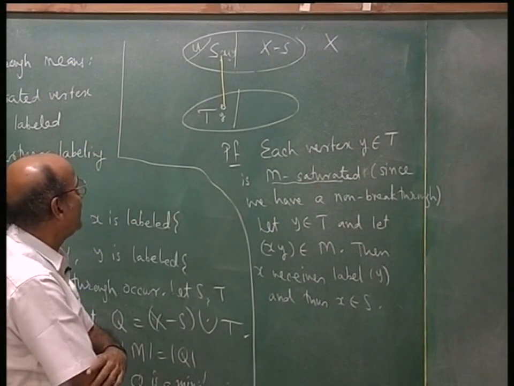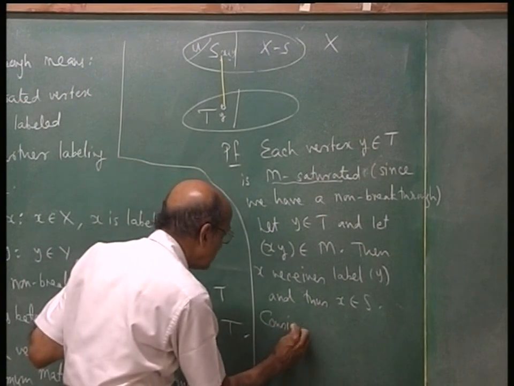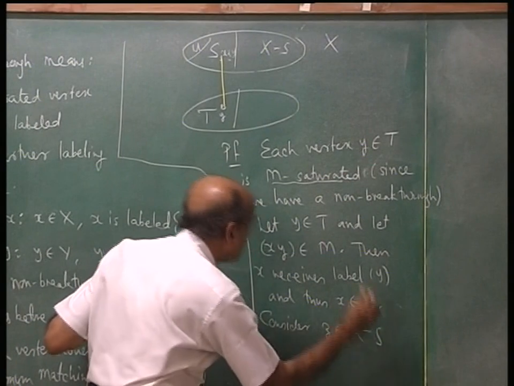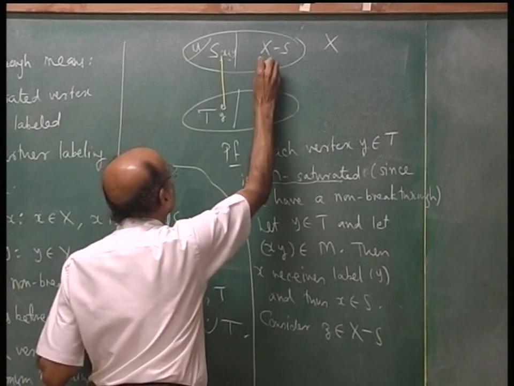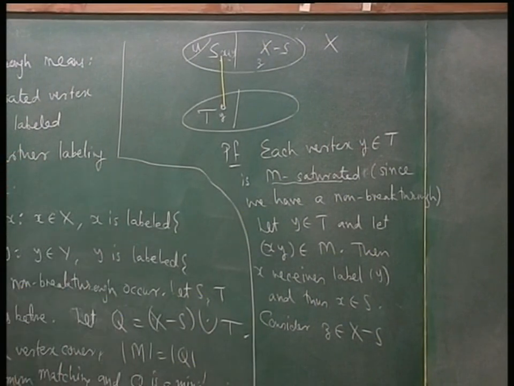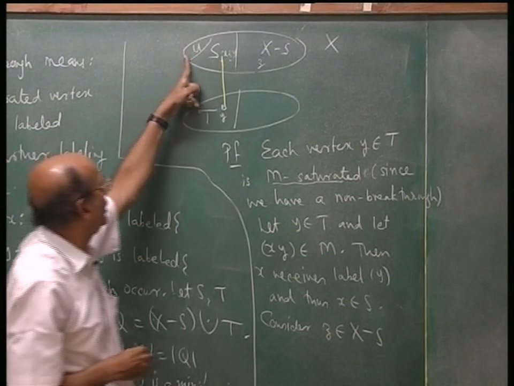What about the vertices in X minus S? Consider such a vertex. Is it saturated or not saturated? It is saturated. Only the vertices in U are unsaturated here.